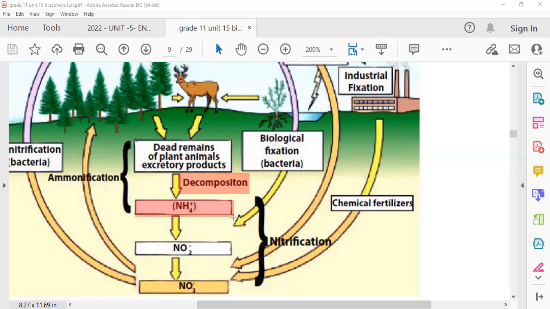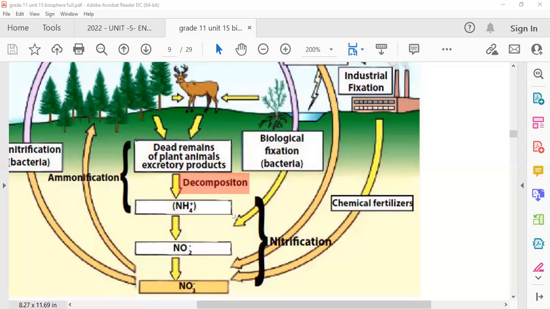And this single conversion process is called ammonification. So during ammonification, dead plants and animals' bodies and excretory products are converted to NH4 plus. Actually, they are first converted to amino acids. The amino acids will then be converted to NH4 plus. Right. Now, what happens to that NH4 plus?